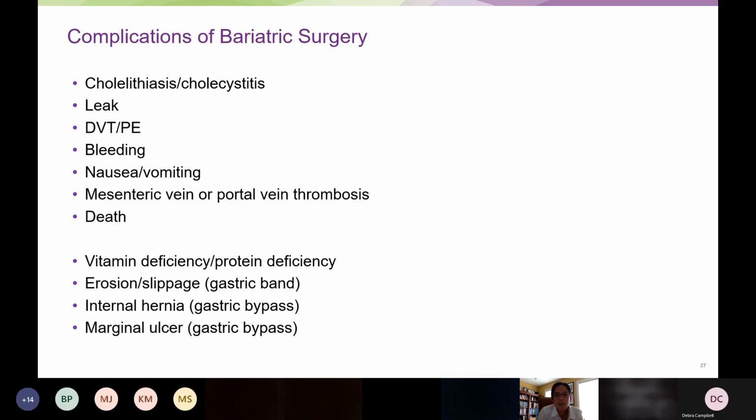Internal hernias are something that can happen in the gastric bypass patient, and it happens about 2% of the time. The classic symptoms of an internal hernia are left-sided upper abdominal pain that radiates to their back or to their left shoulder. It's usually a crampy type pain. When you suspect it, you get a CAT scan and you can diagnose it.